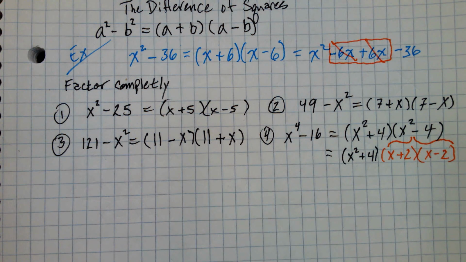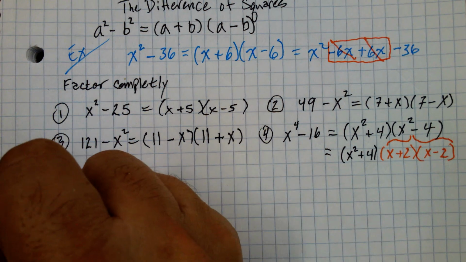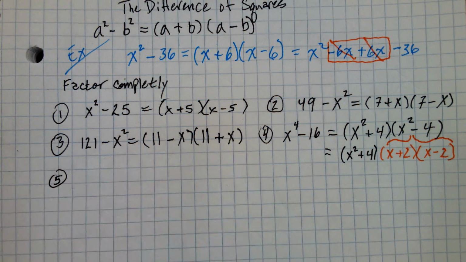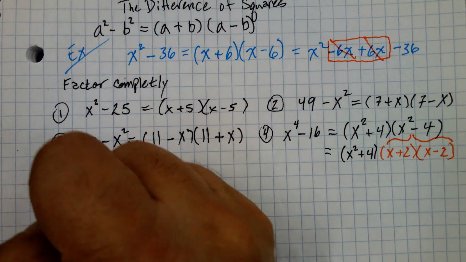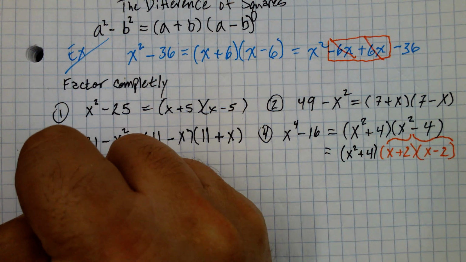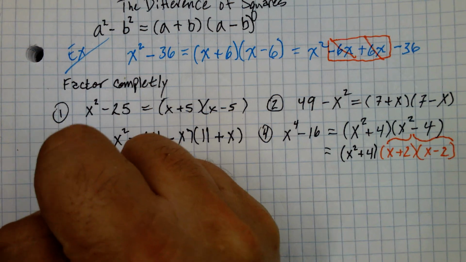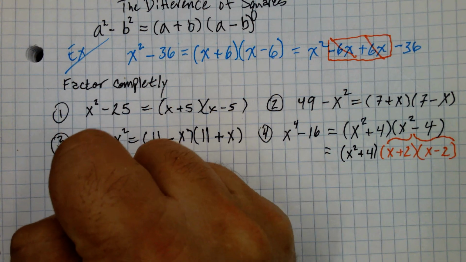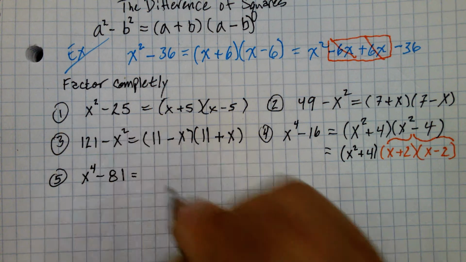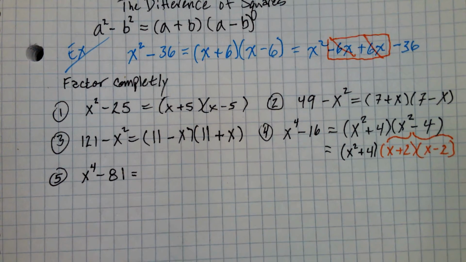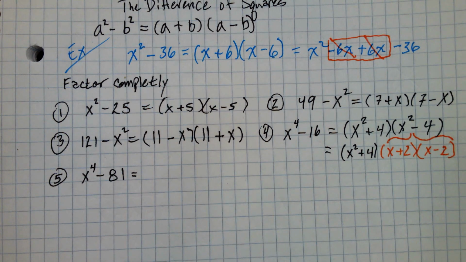All right. Number 5. So I want you to focus on this one. X to the fourth minus 81. So try this one. X to the fourth minus 81.